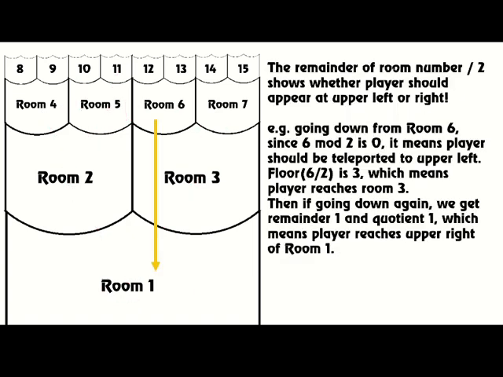The remainder of room number divided by 2 shows that when going down, the player should appear at upper left or right. If going down from room 6, since 6 mod 2 is 0, it means player should be teleported to upper left. Player should appear at the upper left side of room 3. And the number 3 is determined by floor of 6 divided by 2. Then from room 3, if going down again, we get remainder 1 and quotient 1, which means player reaches upper right side of room 1.